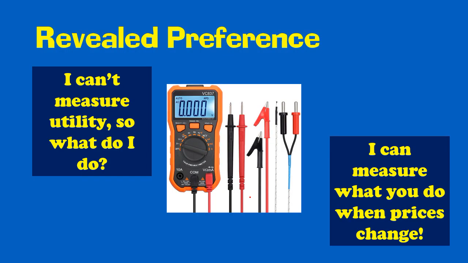So again, I can reveal your preferences. I can't measure utility, not in 12.2 utils, but I can really tell what you like and don't like and how much you like things and how much you don't like things by looking at the price changes. Okay?